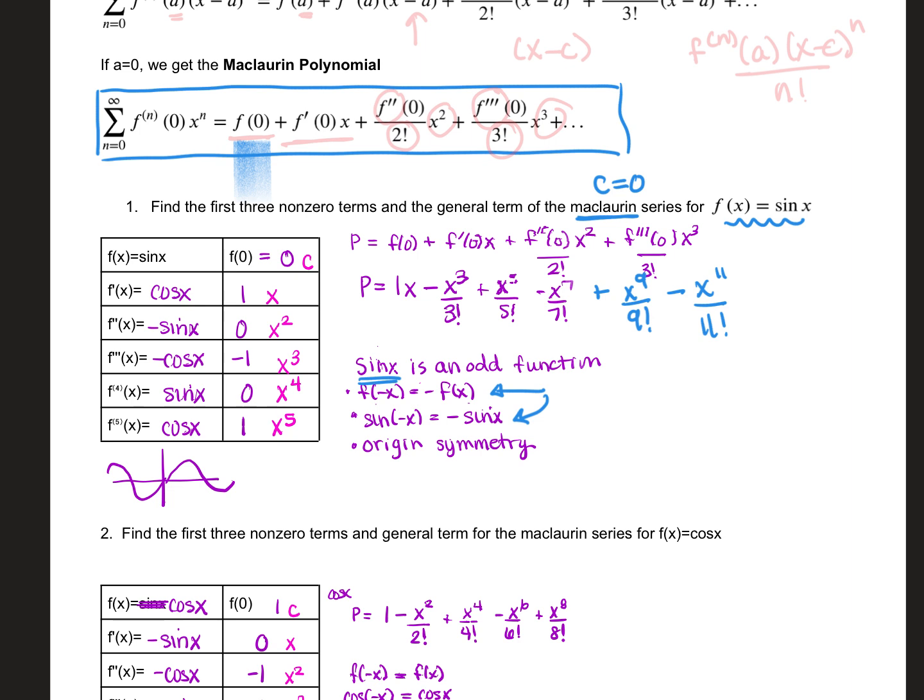So when I think about origin symmetry, it's kind of a double reflection. So this one right here, I'm just going to keep this piece. If I reflect it around the x-axis, it's over here. But then if I reflect it around the y-axis, it's over here. You see how it has origin symmetry? So when we think of sine x, always think of odds.